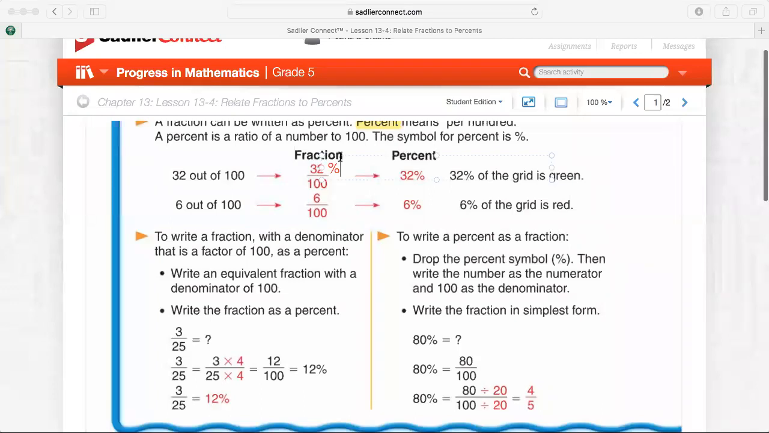If I don't have 100 in the denominator, can I take the number as it is and add the percent symbol? Of course no. I can't. Impossible. What will I do?